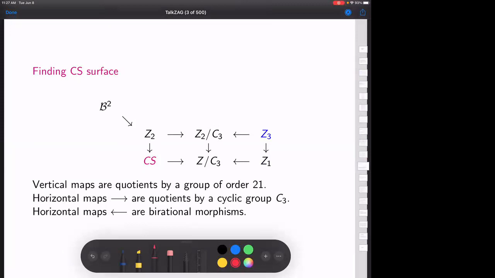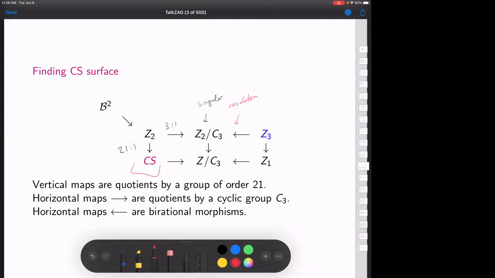You start with a description of the ball quotient. There is a larger surface corresponding to a smaller group. So there are 3-to-1 maps here vertically. Not 3-to-1. This is 21-to-1. Galois covers all. This is 3-to-1. This one is singular. And this is the resolution of singularities. So all of it you see from the ball description.